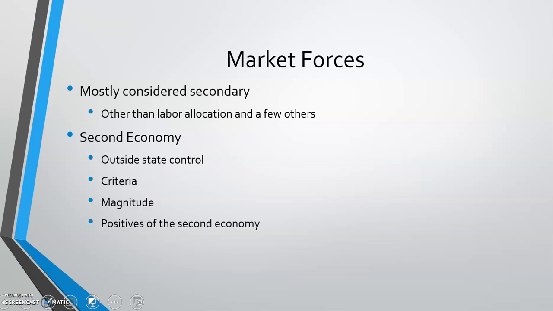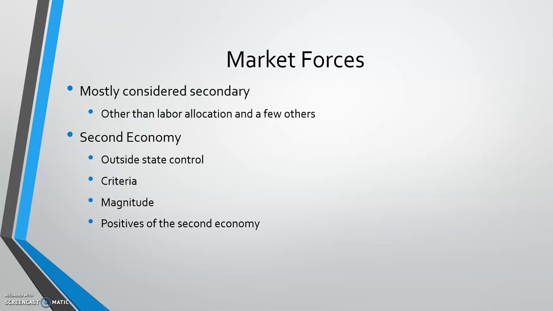Next, we have the market forces. They're pretty secondary in a planned economy, obviously. Other than the labor allocation and a few other areas, they're pretty much of little importance. However, the second economy is worth noting. This involves all things outside of the range of state control, and the criteria for it is that you must be engaged in private gain, and the person must be knowingly contravening the existing law.